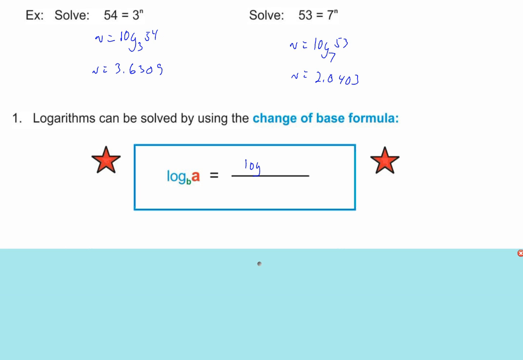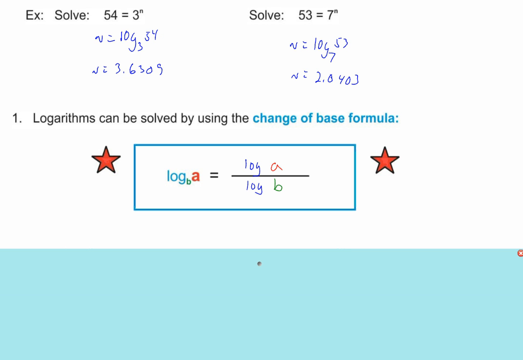Take the common log of the A and divide it by the common log of the B. So take your calculator and do the log of 53 divided by the log of 7. You should get 2.0403. Everybody should have their calculator out. Everybody should be calculating. Log of 53 divided by the log of 7.